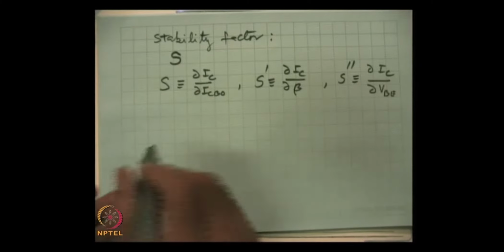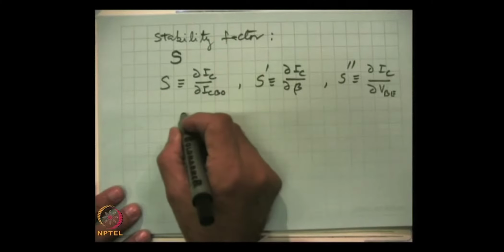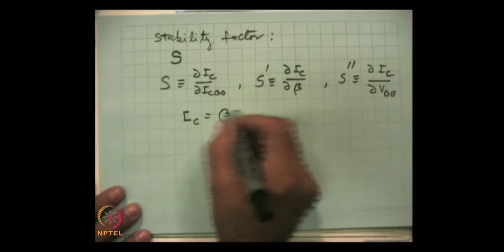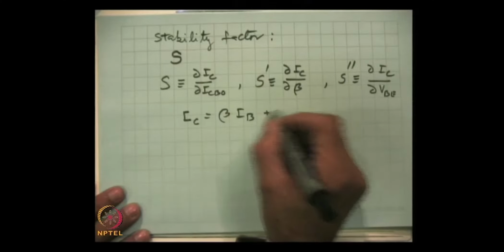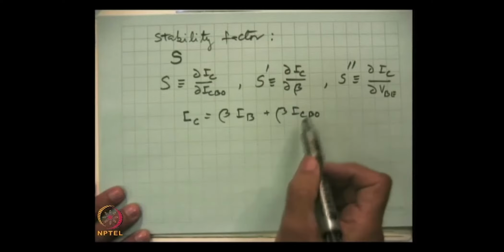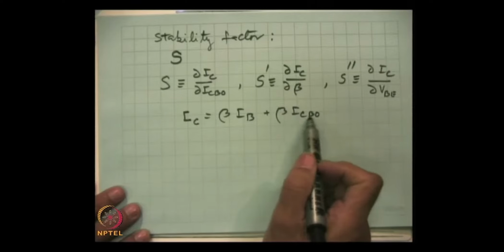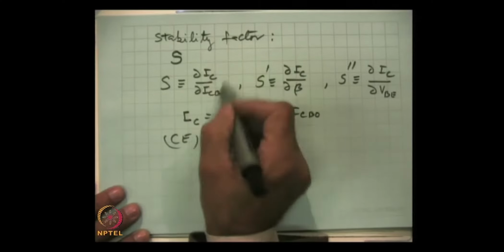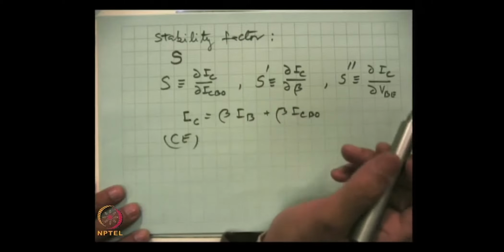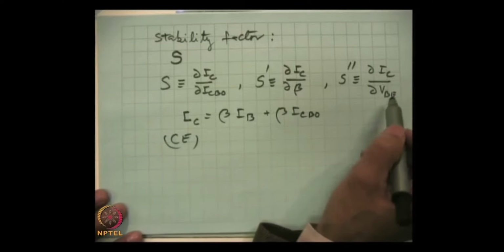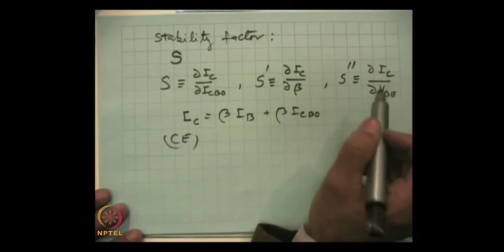because you remember that IC is beta IB plus beta times ICBO. So, if ICBO, the reverse saturation current in common base, varies, it is multiplied by beta for common emitter circuit, and this becomes a significant variation. Similarly, if beta changes, then the current may change, and if this voltage changes, that will also change the current.